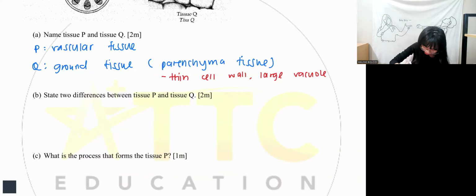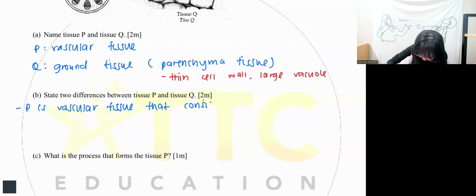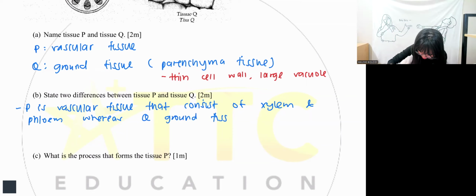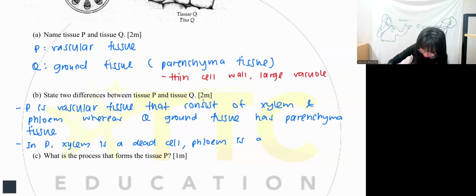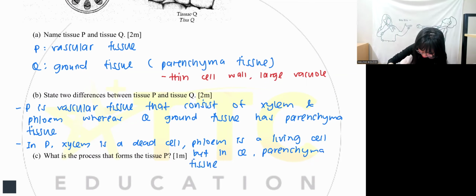Okay, now over here, we're going to say P is vascular tissue that consists of xylem and phloem, whereas Q, ground tissue, has parenchyma tissue. And then you can say in P, xylem is a dead cell, phloem is a living cell, but in Q, parenchyma tissue is a simplest living cell.